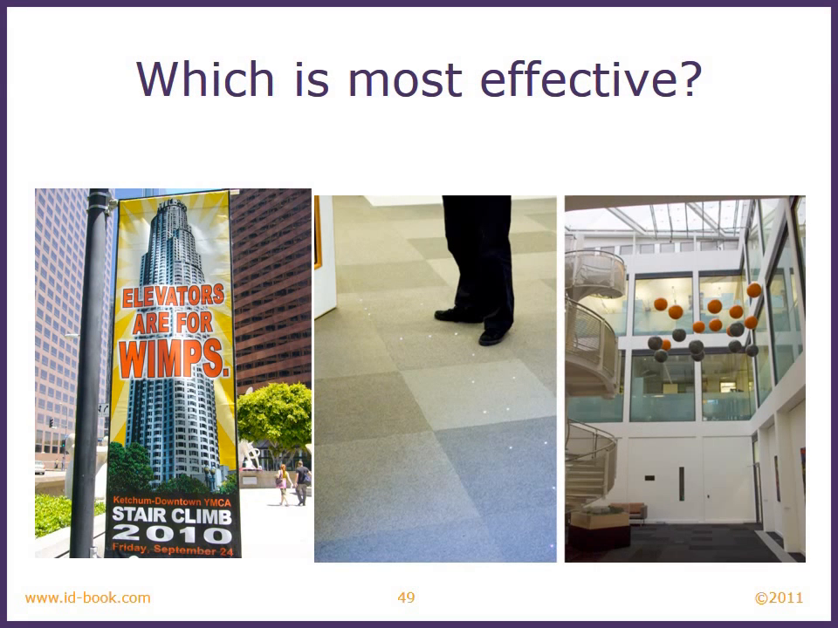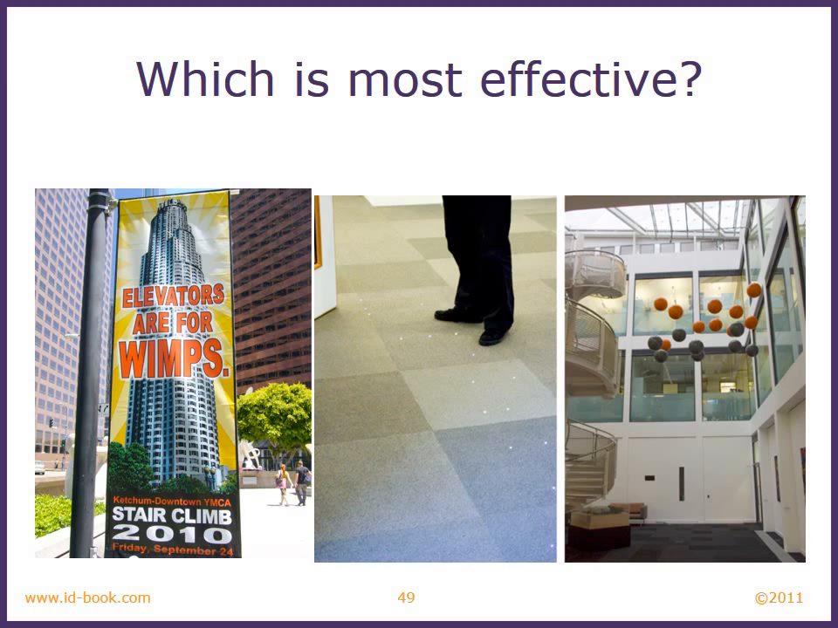So, which is the most effective one in the slide? The photo on the left is of a banner placed in a downtown area. It is an attempt to encourage the general public to take the stairs instead of the elevators. The two options on the right are ambient displays, designed to do the same thing but using more subtle and interactive methods. Lights that twinkle when people approach them are intended to lure them to take the stairs.